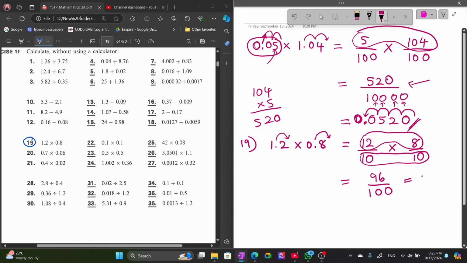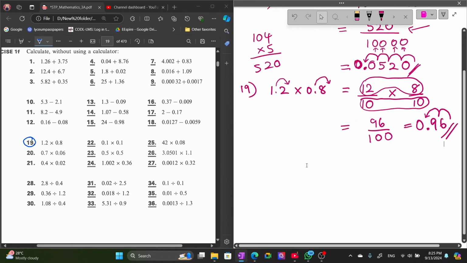So then our answer is 96. Now the decimal point is here. We have to divide by 100, so take the decimal point to the left by 2 places. So now our decimal point is here. So our answer is 0.96. Okay.